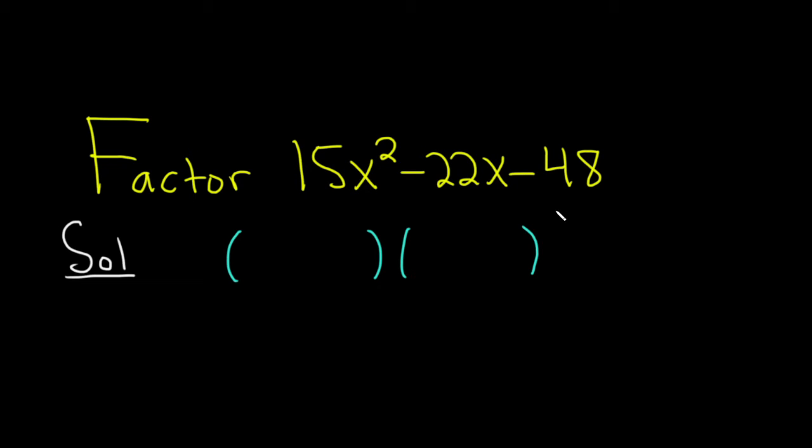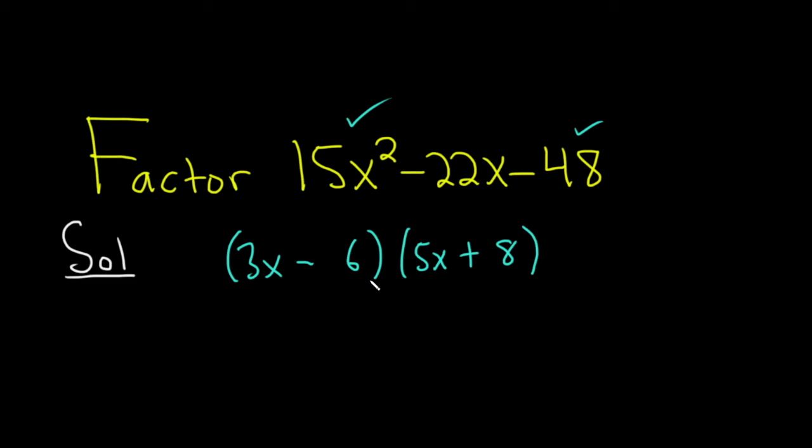As far as the 48, I'm really leaning towards 6 times 8. And as far as the 15, I'm thinking 3 times 5. So let's just try this: 3x, 5x, 6, and 8. Let's see if this is negative and this is positive, will it work? So negative 6 times positive 8 is negative 48. 3x times 5x is 15x squared. So it's all about this middle term.